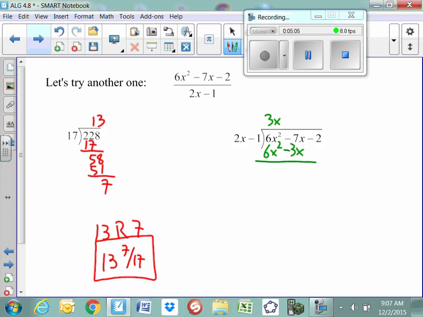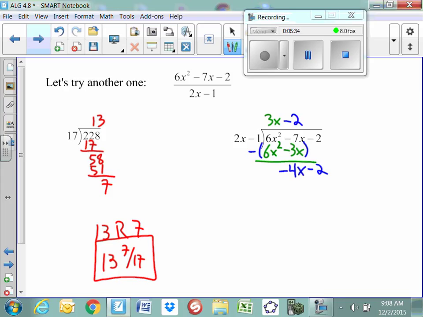Be careful here. Remember that you are subtracting everything, so it's kind of like distributing. You're going to have a negative 7x minus a negative 3x. In that case, we're going to be left with a negative 4x, and we're going to drop the negative 2. 2x goes into negative 4x, negative 2 times.